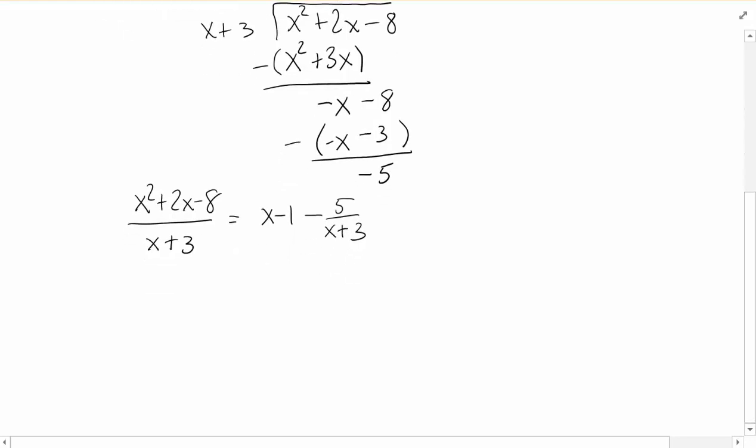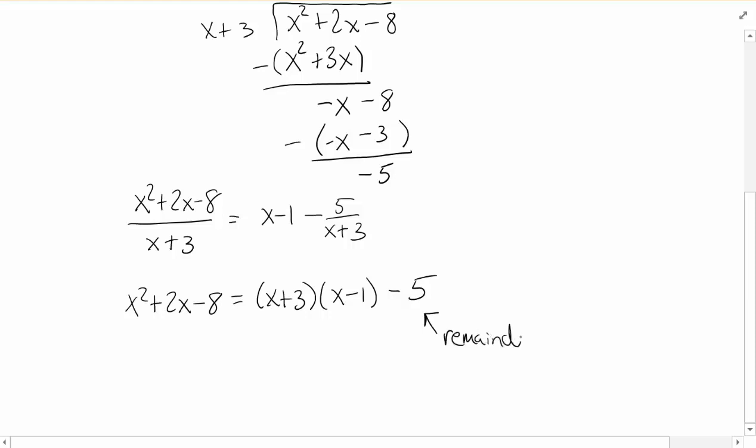The way we're going to more often write it down in this class is x squared plus 2x minus 8 is equal to, well, you were dividing by x plus 3, and you got a quotient of x minus 1, but you were off a little bit. You had a remainder of negative 5. So this negative 5, again, is the remainder. The x minus 1 is what we call the quotient, and x plus 3 is what we call the divisor.